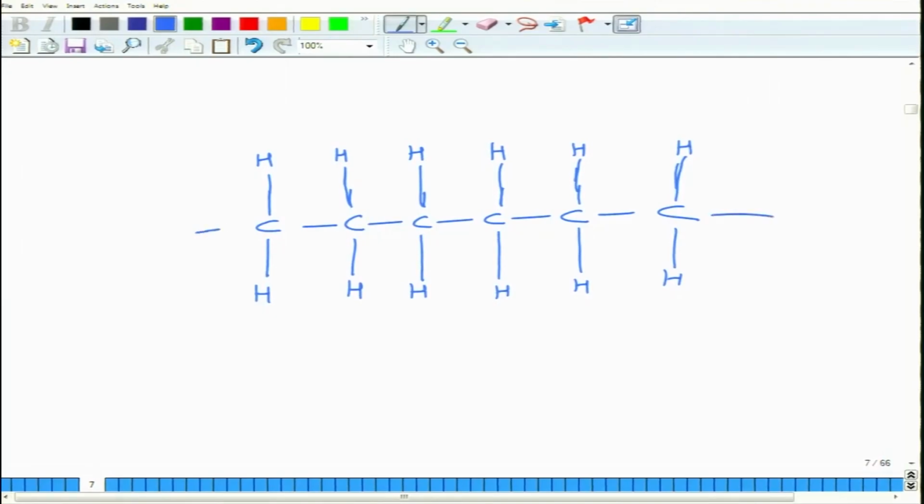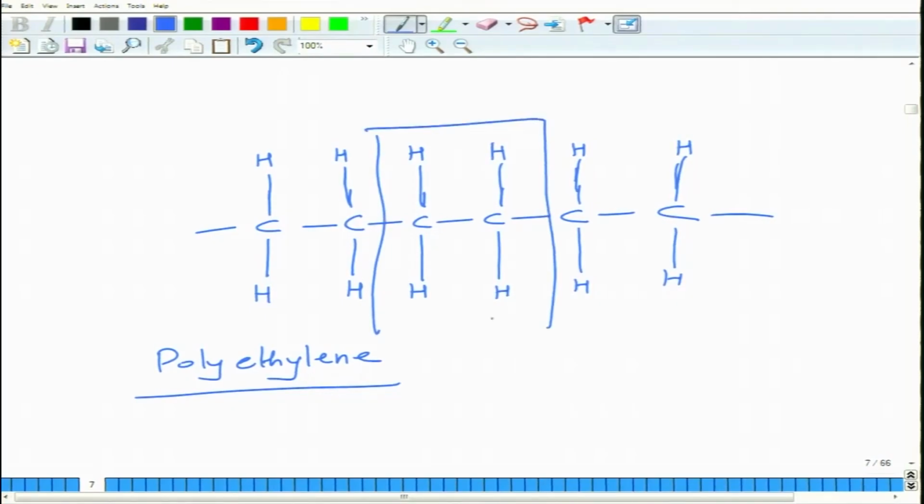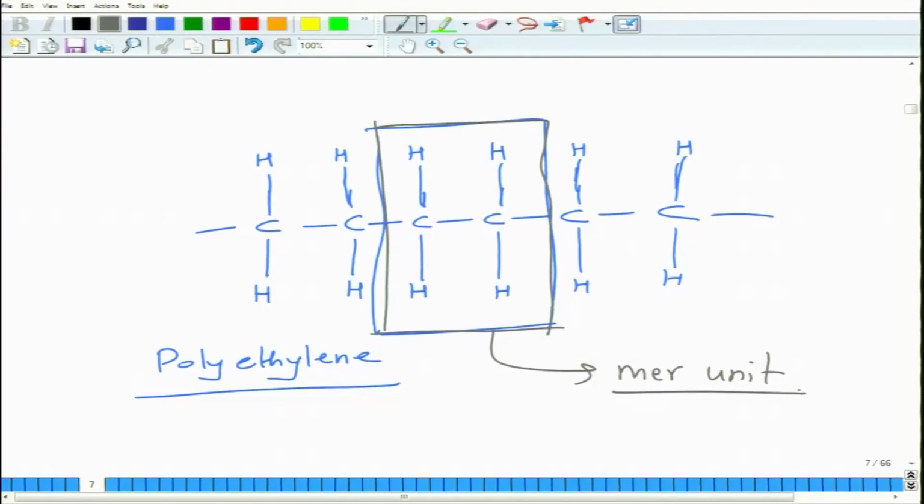So this will make a polymer. This is called polyethylene, and the basic unit of this is the one shown here in this box. This is the mer unit or the monomer.